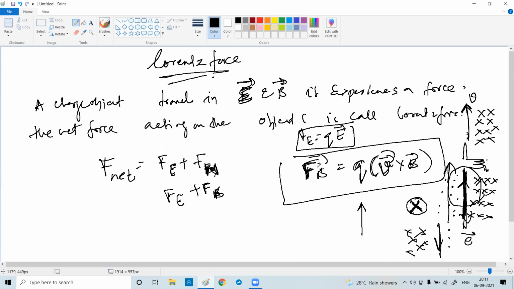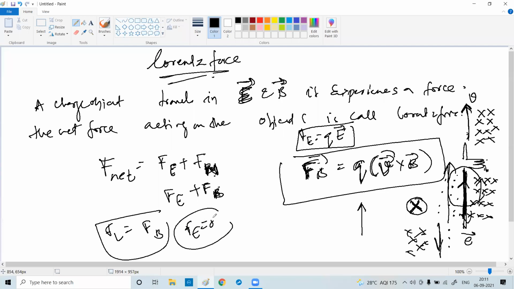Yes, sir. So if somebody asks you what is Lorentz force, you say the net force acting on an object whenever it is in the presence of both electric field and magnetic field. If there is no electric field, then what will happen? Your Lorentz force is what? Only Fb. Why? Because Fe is what? 0. There is no electric field, only magnetic field is there. Are you clear?